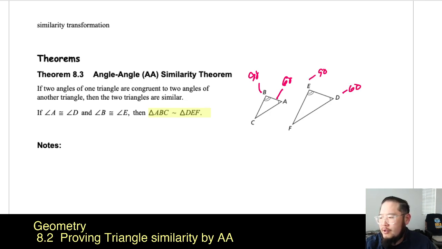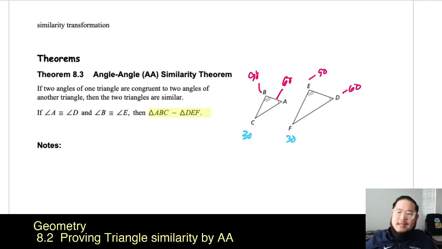And in both triangles, that third angle right here will be 30 degrees. In the past, we had this third angle theorem, right? If two angles of one triangle are the same as two angles of another triangle, then the third angle will be congruent as well, which works out right here in the Angle-Angle Similarity Theorem. So then we can say that triangle ABC is similar to triangle DEF.